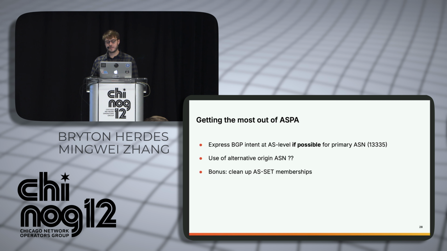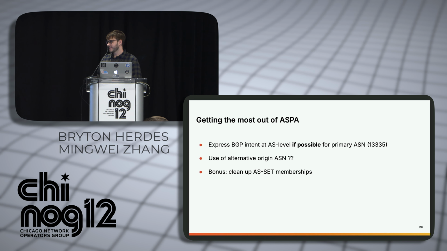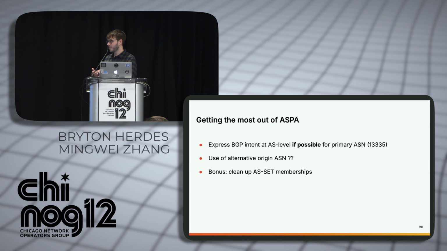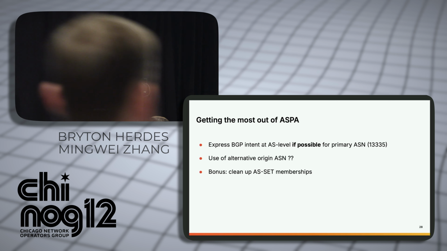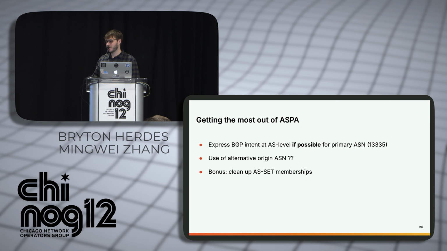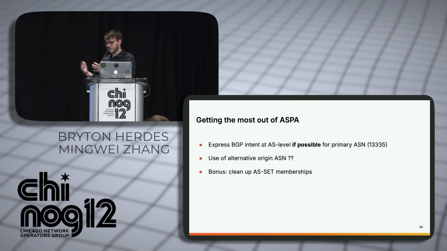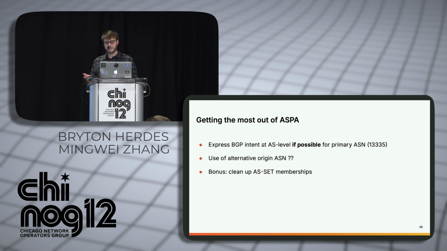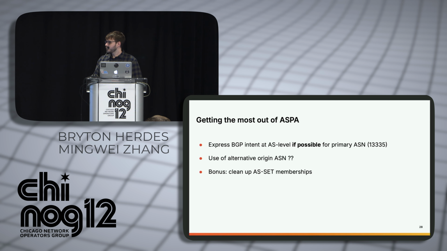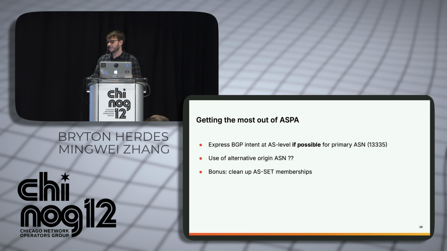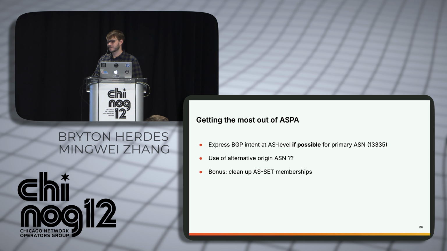How do you get the most out of it? If you can express your BGP intent, your intended scope at the AS level, then that would be great, at least for your primary ASN. Maybe you can use an alternative origin and peering ASN for certain things to get that done. But you have to conform to get the most out of ASPA if you want to use it.